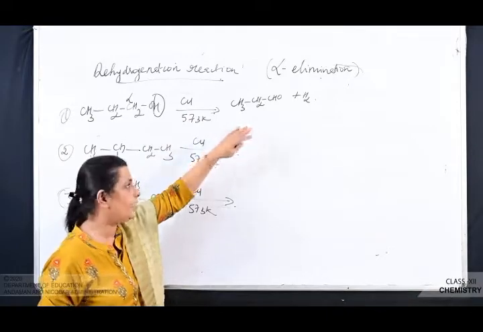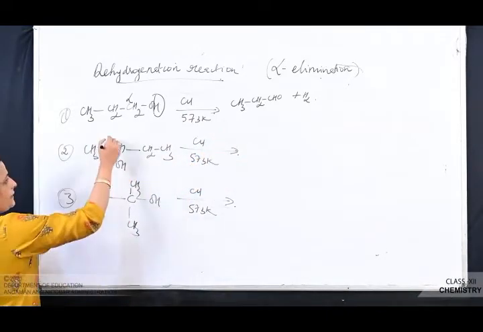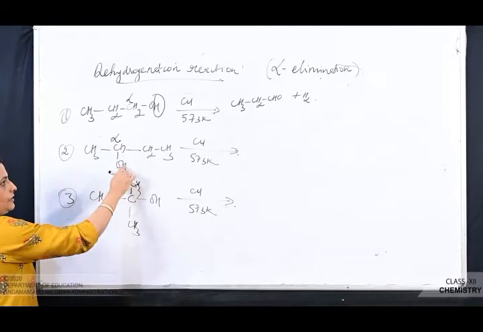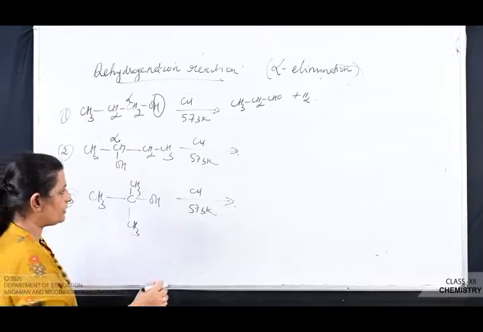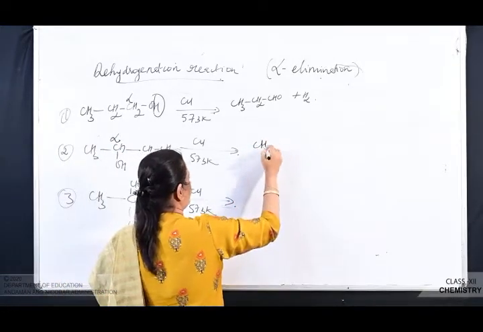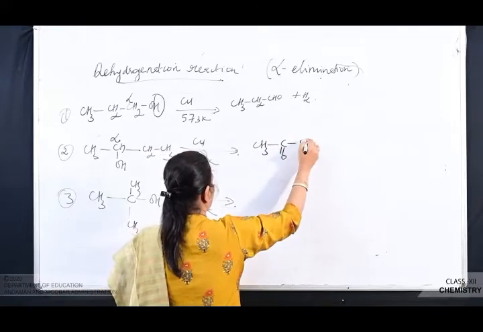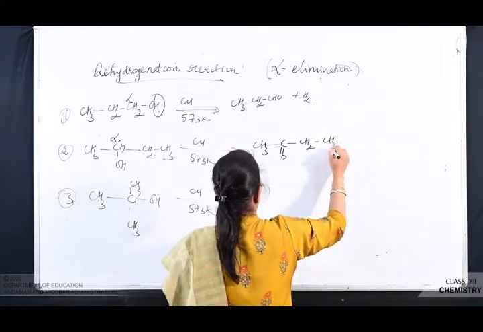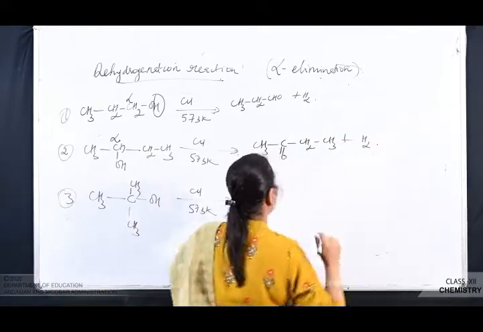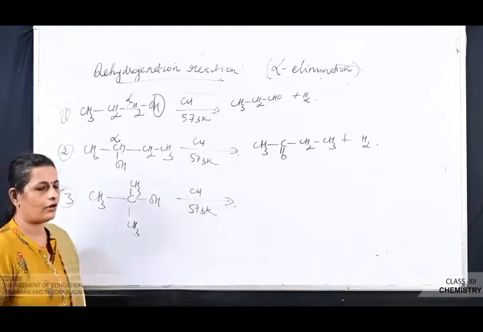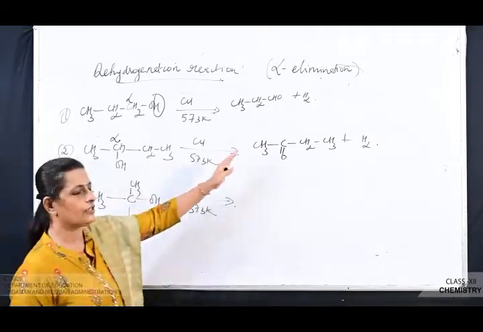So primary alcohol when heated with copper at 573 Kelvin, what are you getting? You are getting an aldehyde. Now let us see here. Again this is the alpha carbon. So this hydrogen and this hydrogen will go. So what will be the product? CH3COCH2CH3 plus H2. That means you are getting a ketone. So primary alcohol gives you aldehyde and secondary alcohol is giving you ketone.